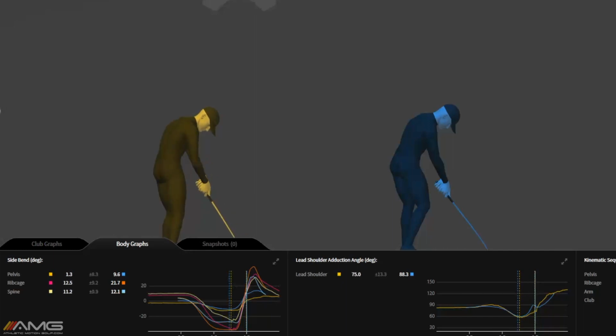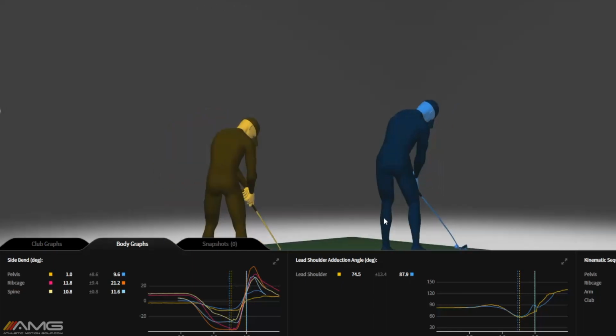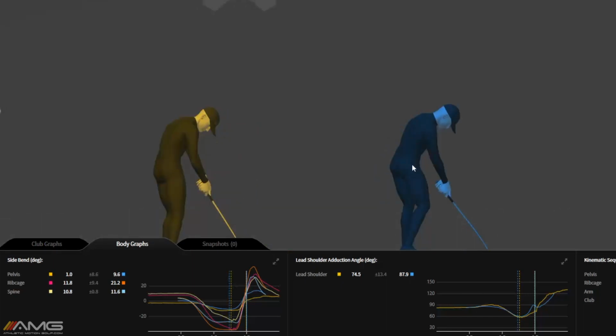So let's pull him down to impact. Side bend of his rib cage at impact, he's got, let's pull it back here, 12.5 degrees, and the tour player has 21. That's a massive difference. And the pelvis at this point is basically level with the average golfer or amateur, and the tour player has 9.6 degrees of right side bend or right pelvic tilt. So the right side of the pelvis is lower than the left in the better player.